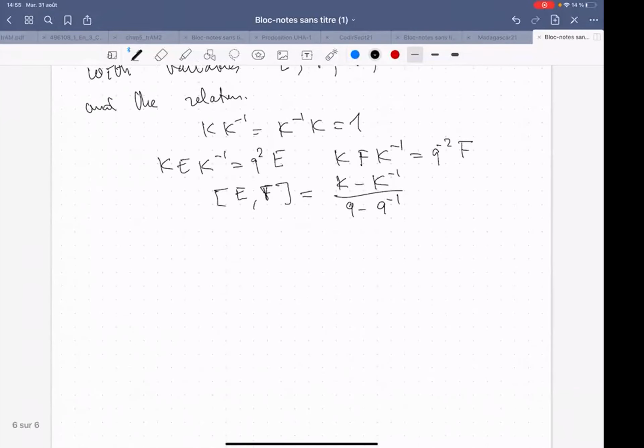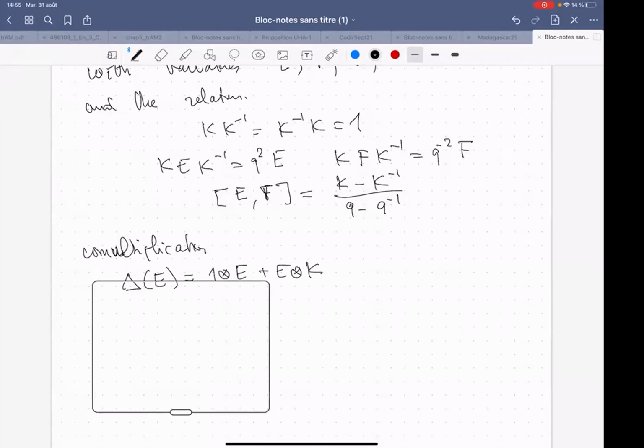And now what about the co-multiplication? Delta of E is 1 tensor E plus E tensor K.